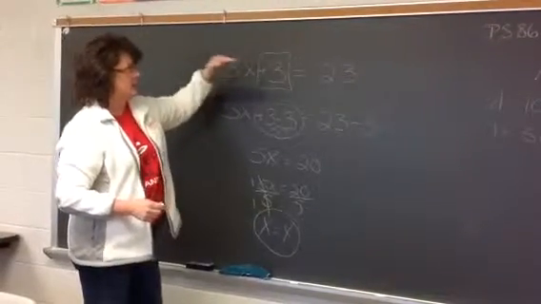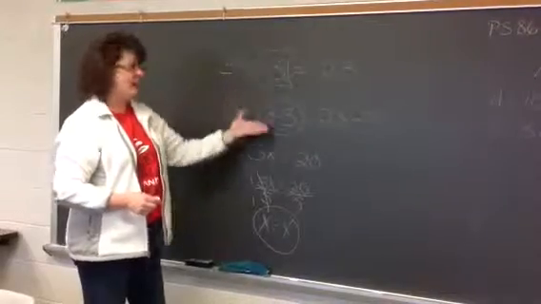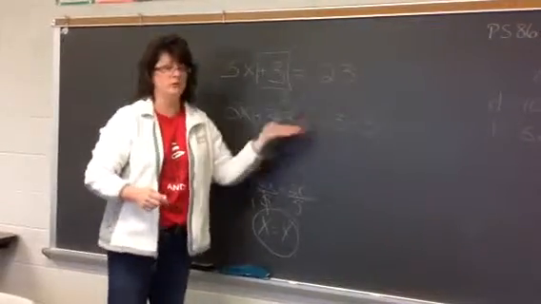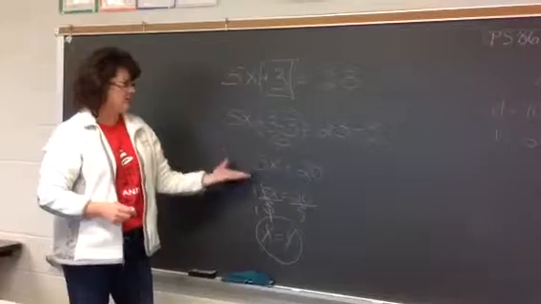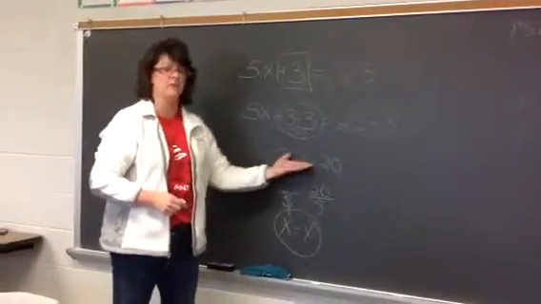So to reiterate, let's try to get rid of the 3 first. Do the opposite, adding 3, subtract both sides. So now we've isolated the 5x equals 20, divide both sides by 5.